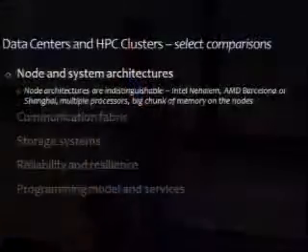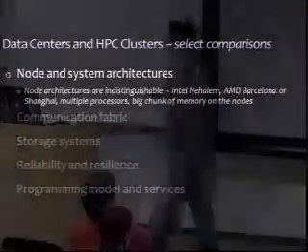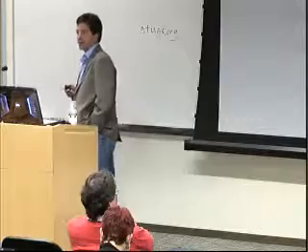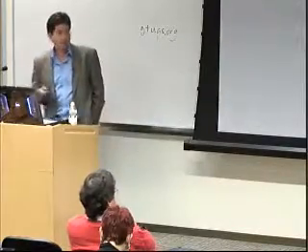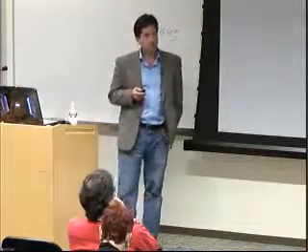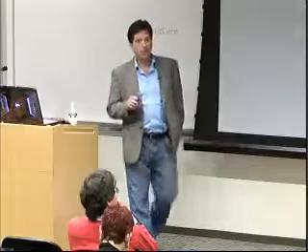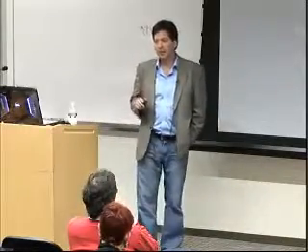First off, if you look at the node and systems architecture in a data center relative to a cluster, there really are very few differentiating factors between them. They're Intel Nehalem processors, AMD Barcelona or Shanghai. There are multiple processors per node, per rack, a big chunk of memory on the nodes, so they're actually indistinguishable at the processor level.